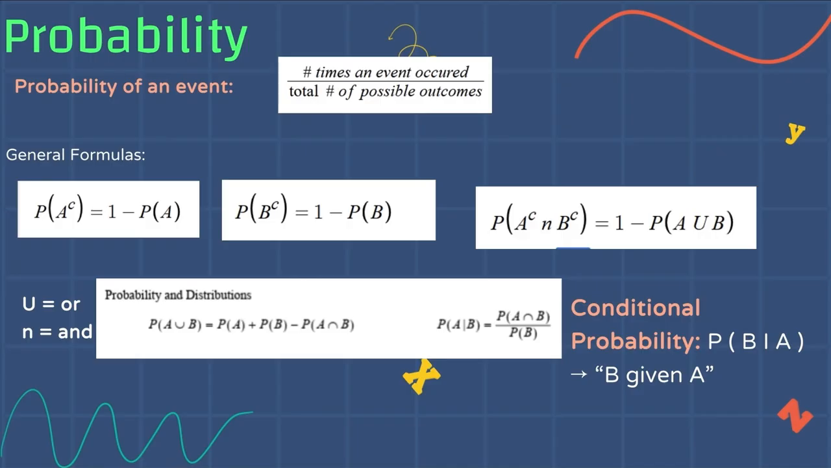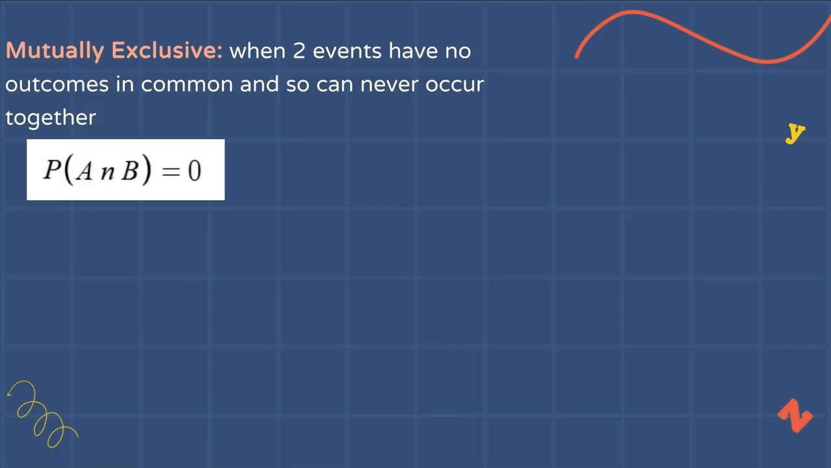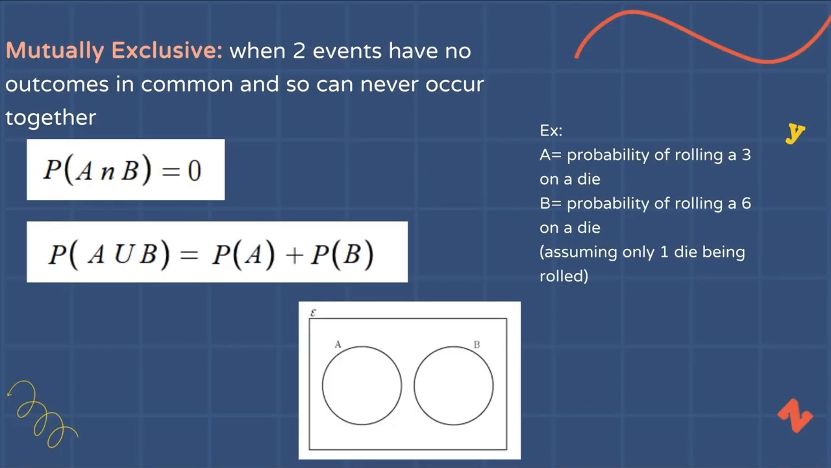This is given on the reference table. I'm not going to go over formulas that are given on the reference table. But the line is called conditional probability, which is B given A. Mutually exclusive is when two events have no outcomes in common and so can never occur together. So the probability of A and B, they can't happen together, so it would equal 0. The Venn diagram would look like this, which also explains the formula: the probability of A plus the probability of B equals the probability of either A or B.